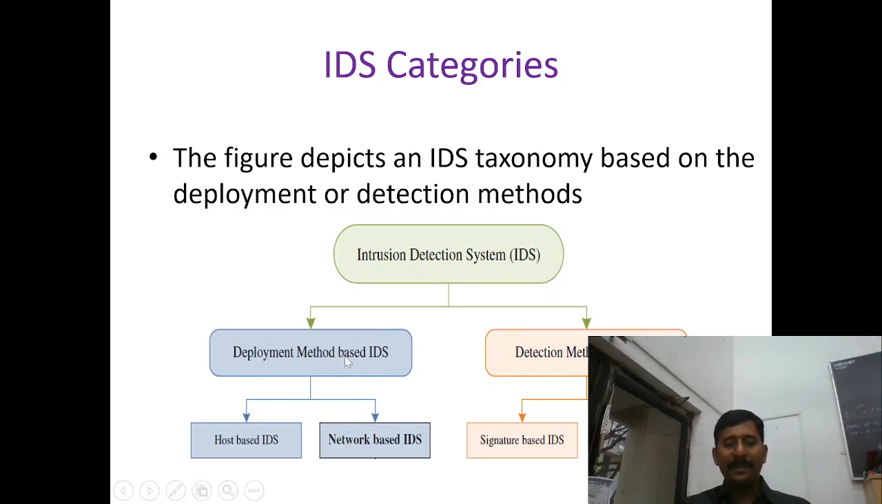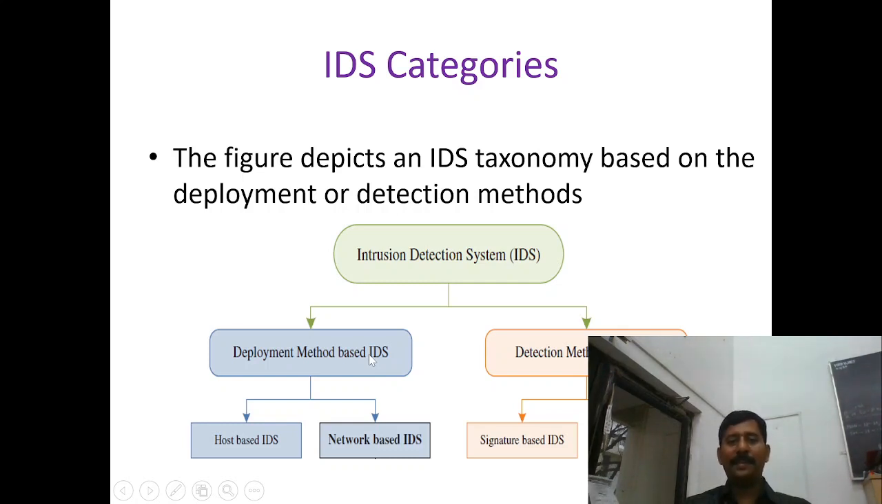In the case of deployment based IDS, we have two categories, host based IDS and network based IDS. Similarly, in detection method based IDS, we have two categories, signature based IDS as well as anomaly detection based IDS.